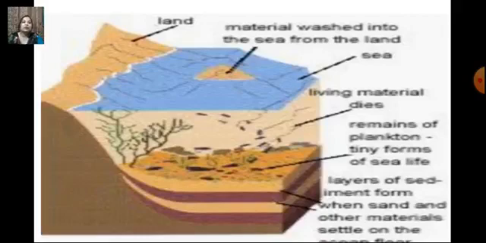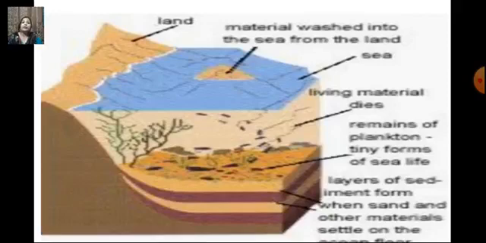Now this is the process of formation of petroleum. The living material like plants and animals die, and the remains of the trees and some tiny sea animals, also called planktons, go and deposit at the bottom of the sea. The layers of sediments form, and when the sand and other materials settle on these layers, over a period of millions of years it is converted into petroleum.